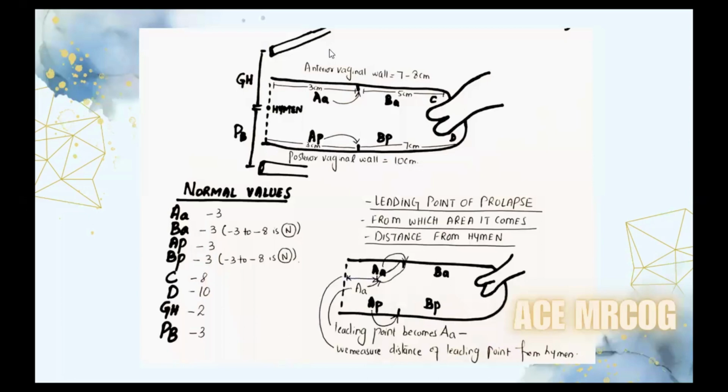The genital hiatus and perineal body will never come as a positive value to you in exam. But generally, they are considered as negative values. Like they are not inside the vagina, but their values that are given are normal negative values.